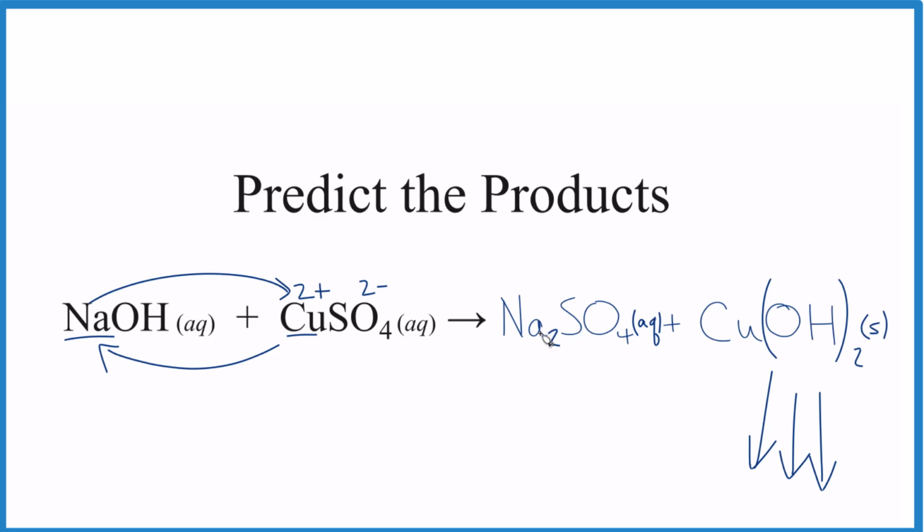So that's it. It's a bit of work, but if you can identify the type of reaction, get your products, make sure the charge is balanced, and then for double displacement, you need to look up and see if one of them is going to be soluble or insoluble and identify your precipitate.